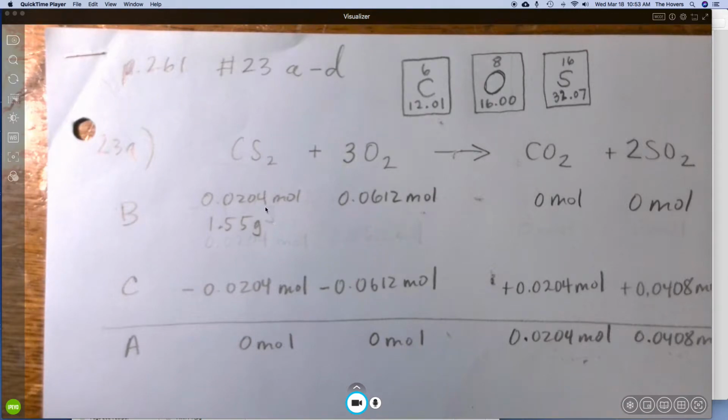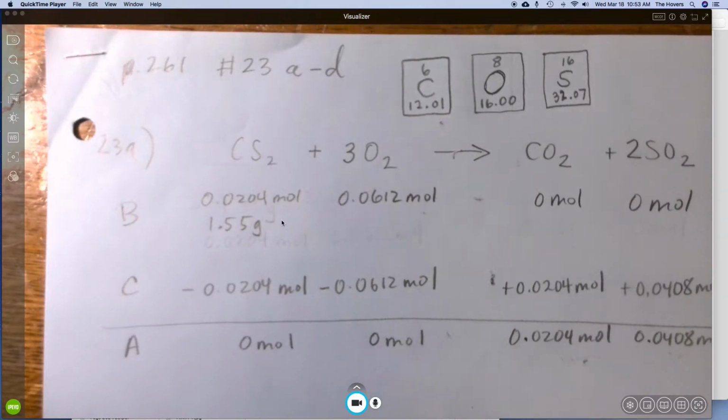So we were given 1.55 grams of CS2. I've got this set up here in a BCA chart. So we've got the amounts before the reaction happens, the change that occurs in the reaction, and then the after amount that we have after the reaction has occurred. Once we have set that up, our first thing we need to do is convert from grams to moles. So I've done that here, but I want to explain how that is done.